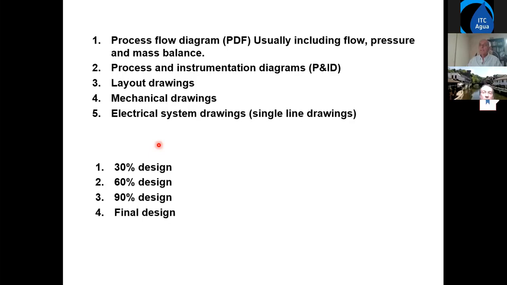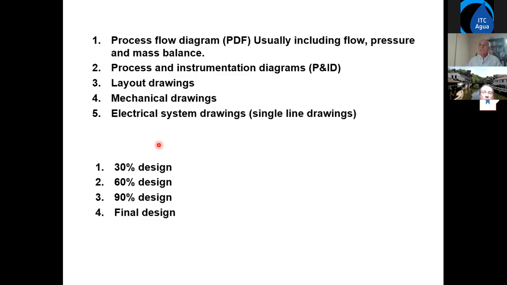The process and instrumentation diagram is already a much higher level of detail. It's still a one line diagram like the PFD. And this already has all the equipment, all the valves. It shows the piping, the valves, all the instrumentation, all the sensors, and of course the equipment. So in process, the reference to the system is the PNID. When we have doubt whether something is included in the system, we look in the PNID.